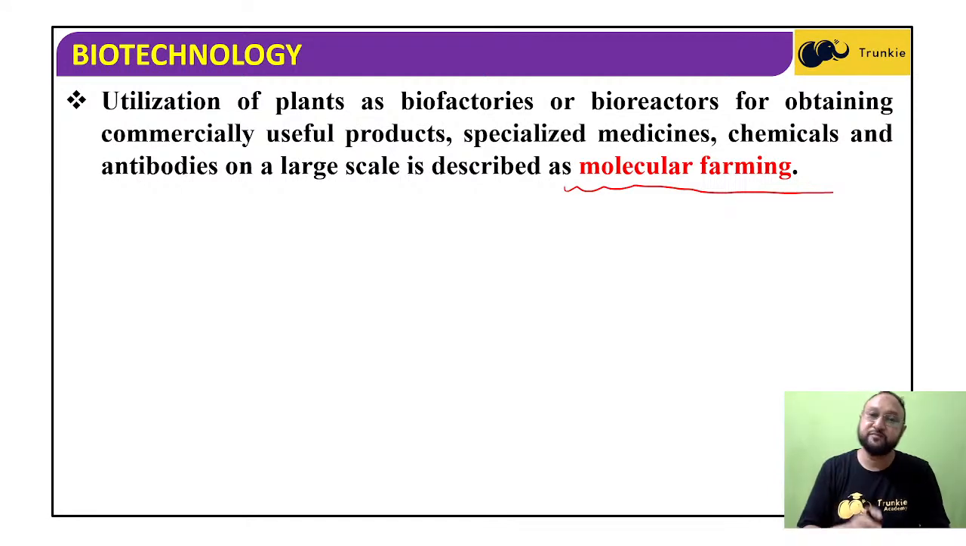Utilization of plants as biofactories, because we need to get a large number of copies, to sell and market, to distribute in the market. So we are using them as biofactories or bioreactors for obtaining commercially useful products, specialized medicines, chemicals, and antibodies on a large scale, like an industrial scale. So that is molecular farming.